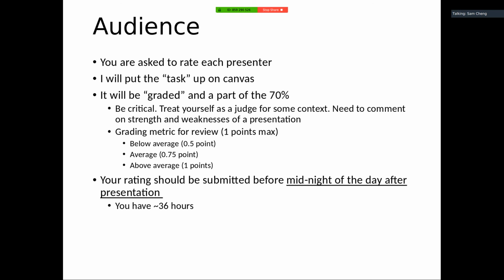It's tiny, but I want to emphasize again, I won't allow late submission, because it doesn't make sense to have a presentation now and then 2 weeks later submit a comment on it, and I'm not sure how I would evaluate that comment. So I will give you a rather short but reasonable time frame, about 36 hours: by midnight of the next day, I want you to put in that evaluation.